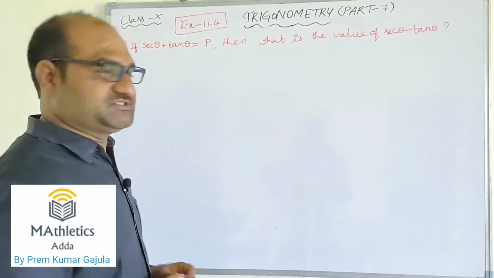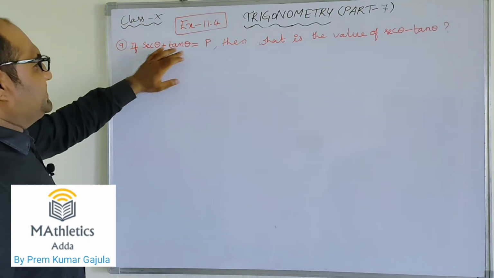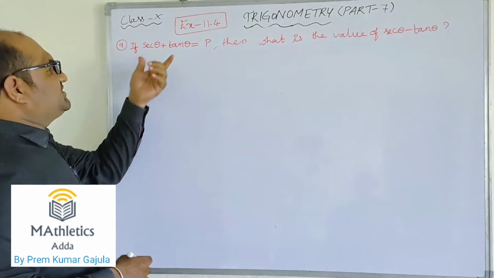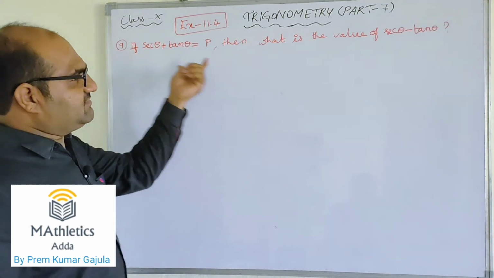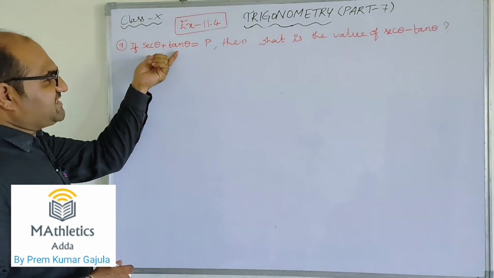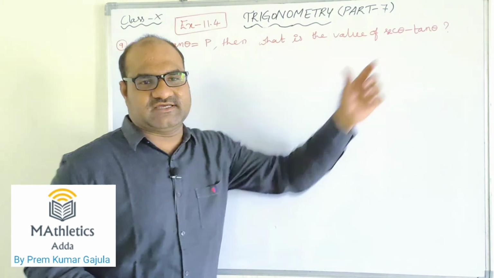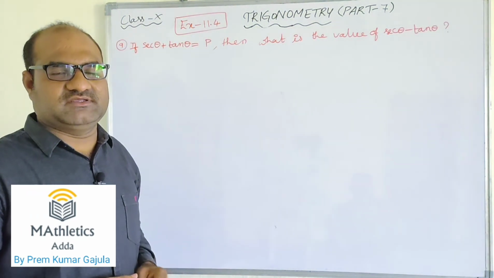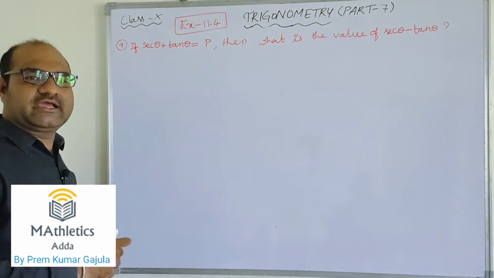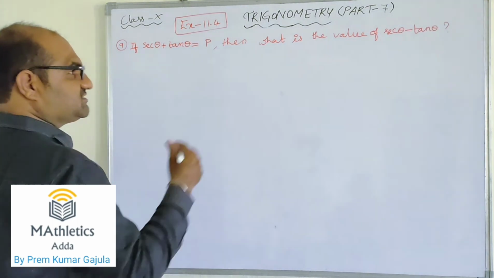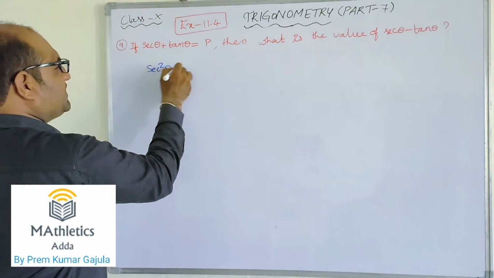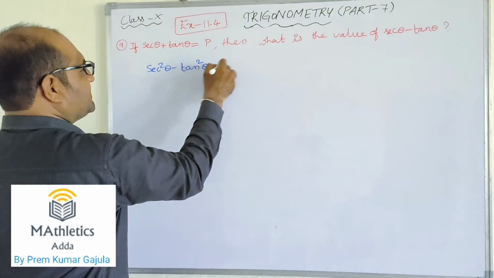Now let us look at the next question. If secant theta plus tan theta is equal to P, then what is the value of secant theta minus tan theta? If you observe carefully, what is given? Secant theta plus tan theta is given, and what is not given? Secant theta minus tan theta. And we know that secant theta plus tan theta into secant theta minus tan theta, that is A plus B into A minus B, that is A square minus B square, that is secant square theta minus tan square theta, is equal to 1 according to the trigonometric identity. So now we are going to apply that same identity for this. So we know that secant square theta minus tan square theta is equal to 1.